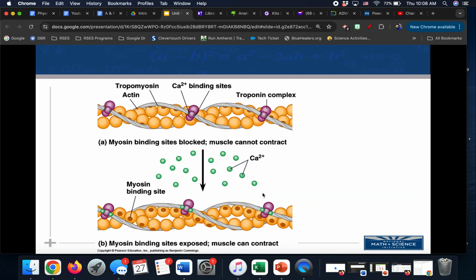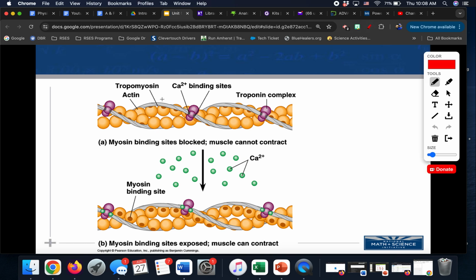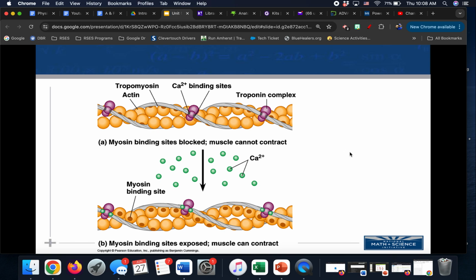Why do we need calcium? Well, remember, like the video said, calcium binds on troponin. When it does that, it creates a change. It rotates the tropomyosin, this gray rope, and it exposes the myosin binding site. So without calcium, the shape of the actin doesn't allow it to join with myosin. Once calcium binds to the troponin, it turns the tropomyosin around, exposing the binding site where the myosin head can come in and attach.